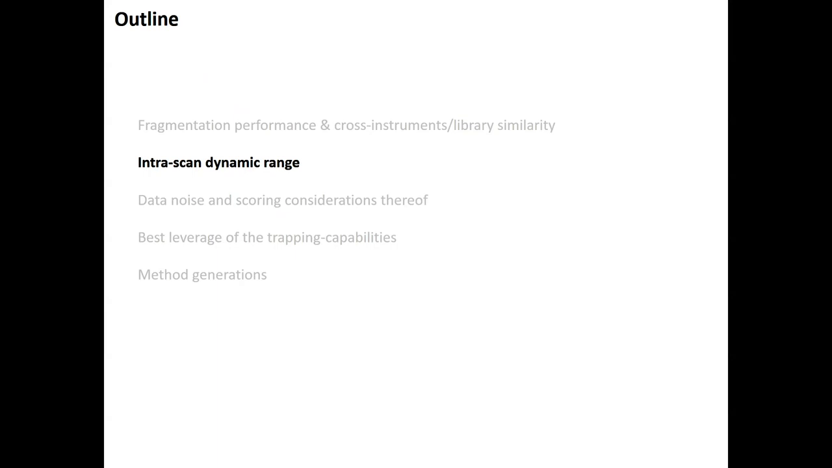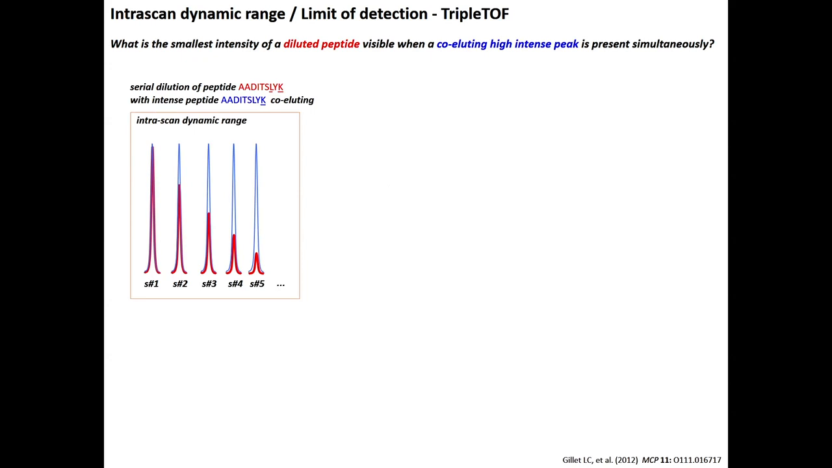So now I'm going to switch to an intrascan dynamic range question, which was also something which I commented on in the original SWATH paper. And I want to revisit it a little bit, having the data to discuss it. Intrascan dynamic range is a question that is very important for any type of machine. On a TOF machine, it will be limited by the detector. On an ion trap machine, it will be limited by the trapping capacity of the trap.